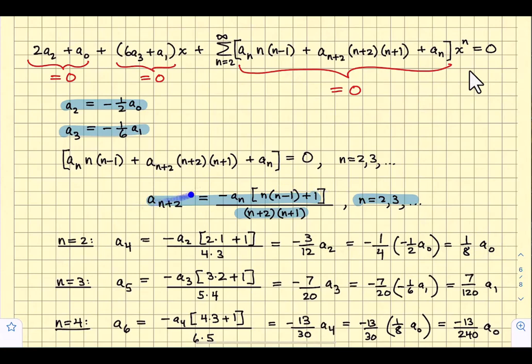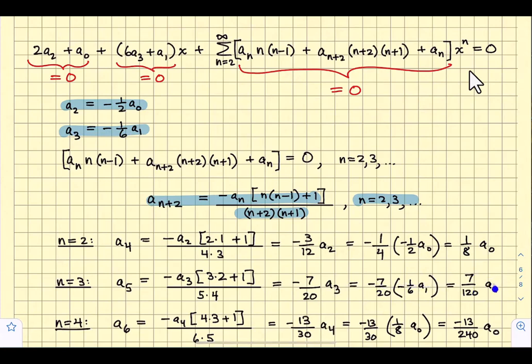Let's go back to this. Let's plug in n equals 3. We get a5 equals minus a3 times 3 times 2 plus 1 all over 5 times 4. So this gives us a minus 7 over 20 a3. But hold on, I know a3 is negative 1/6 a1, so I'll plug that in for a3, and that gives me 7 over 120 times a1.